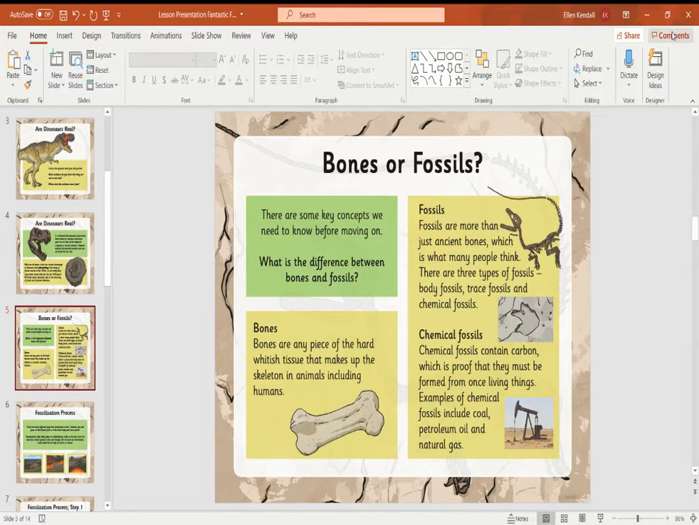There are three types of fossils: body fossils, trace fossils, and chemical fossils. Chemical fossils contain carbon, which is proof that they must be formed from once living things. Examples of chemical fossils include coal, petroleum oil, and natural gas.